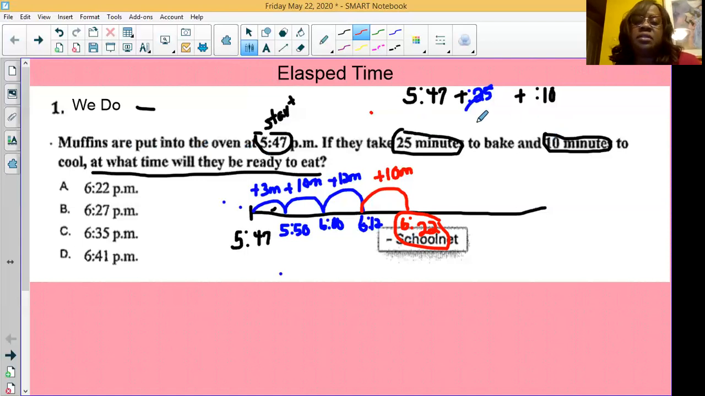So that means that it takes a total of 35 minutes, which is our elapsed time. And that gets us to our end time. So our start time is 5:47, our end time is 6:22. We check the blue to make sure that it adds up to the 25 minutes. So 5:47 added 25 minutes gave us 6:12. So then we add an additional 10 minutes and we got 6:22.